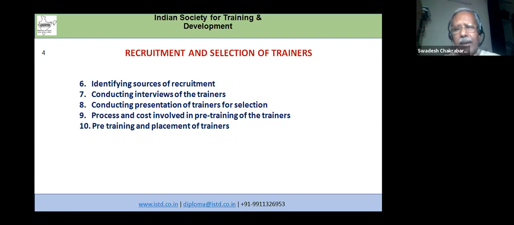And then there is a need for giving pre-training to make them most suitable to the organization, where they may be apprised of the policy, procedure, process involved and the expectations of the organization, and accordingly they are given the pre-training. And after that, the placement of the trainers is made. So these are the steps involved in the recruitment and selection of trainers. Well, after that, the trainers are placed in the organization as we have seen.